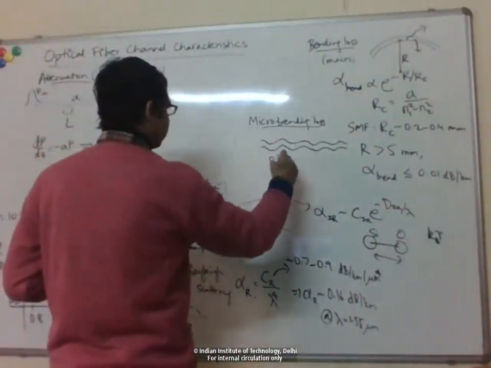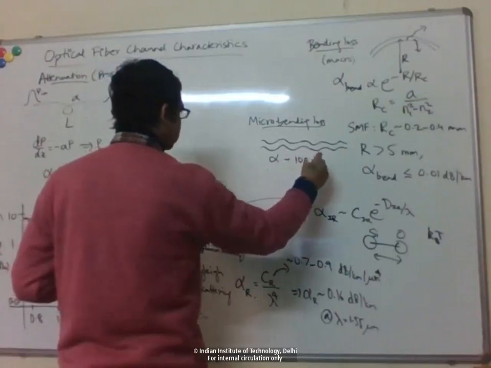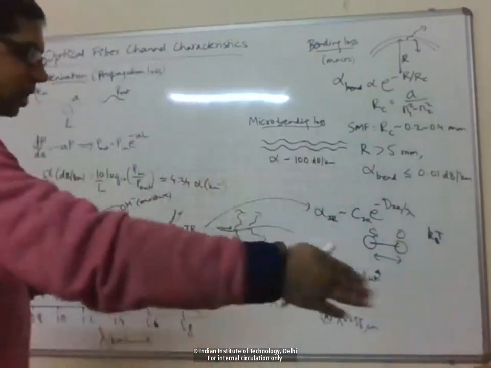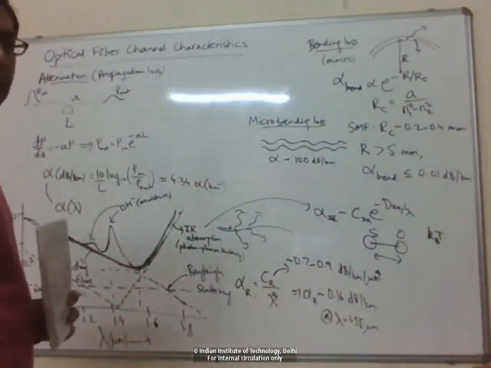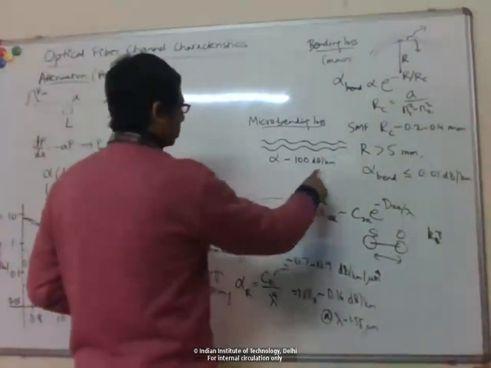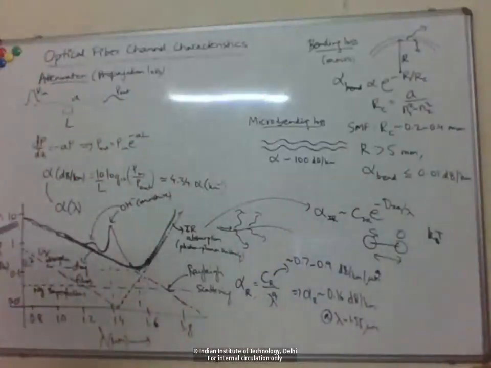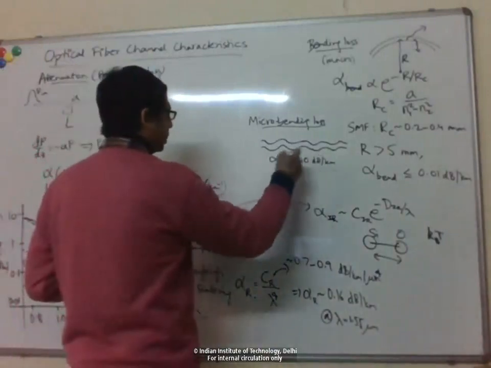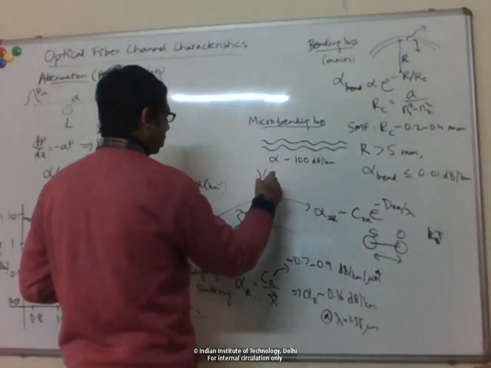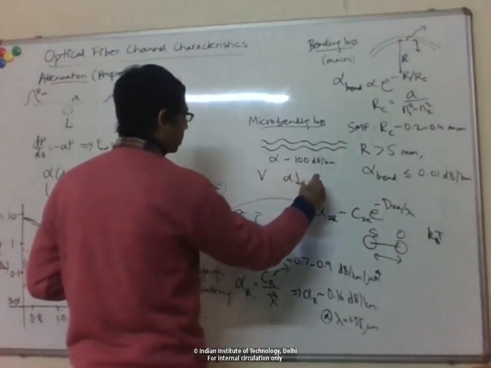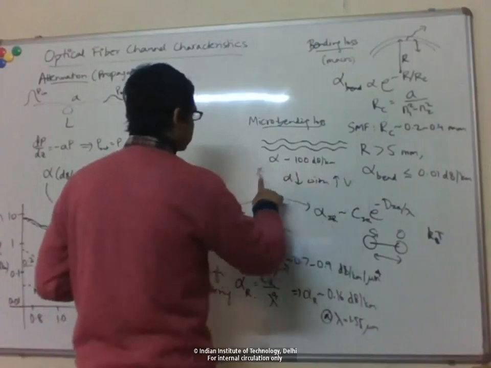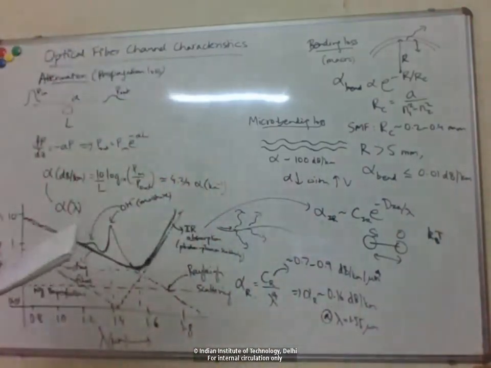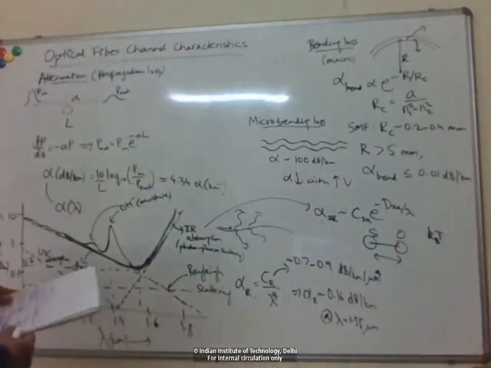So if you're not careful about this, it can give you like 100 dB per kilometer losses. Of course, the length over which this microbending occurs would only be a few centimeters, or maybe a few meters at most. But you can see that it can still give you significant loss. Typically these losses scale with the V number. This loss goes down with increasing V number, so you want to operate with as high a V number as possible.